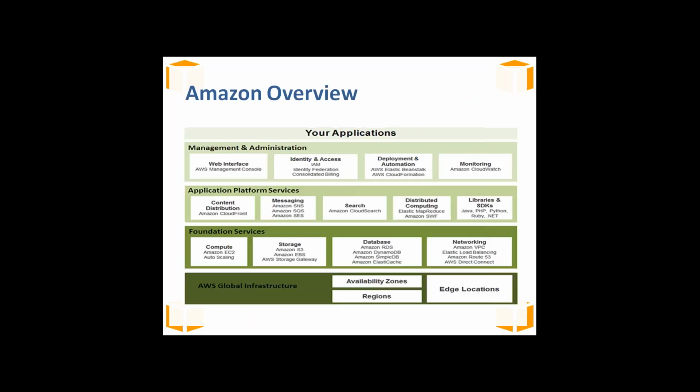Basically, in this stack, the bottom one is the Amazon Web Services global infrastructure. Further, there is a foundation service. Further, there are application platform services. Further, we can see management as well as administration. So you can see that your application would be residing on top of this stack. I mean to say the Amazon architecture. There are several architectures available in the documentation, but I am choosing this one because it makes it really easy to understand all the services Amazon provides.